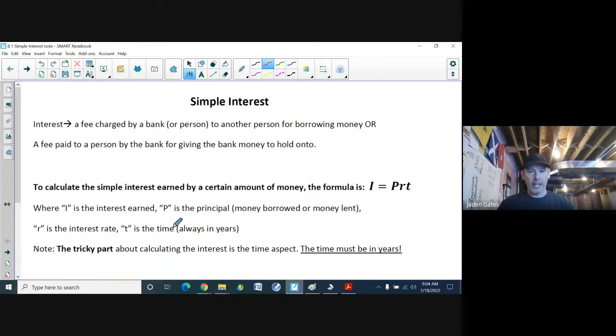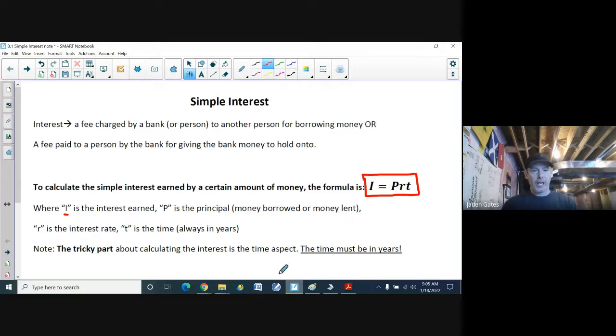Now, to calculate what's called simple interest earned by a certain amount of money, we have our formula here. I equals PRT. Where I, capital I, is the interest that you've earned or that you have to pay. Again, there's two perspectives. There's the lender and the borrower. P is what's called the principal. So that's the money borrowed or the money lent. Again, there's two perspectives. And R is the interest rate. That's something we're going to have to talk about. And T is the time, which is always in years.